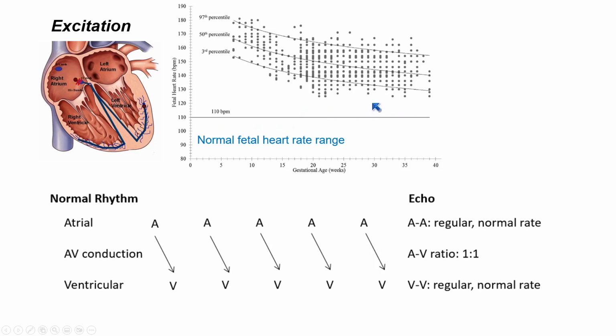Bettina will, I'm sure, talk about long QT tomorrow at length. What you should be seeing, this is the cascade, how this is activated. So the atrial rhythm in the fetus is very regular, within a normal range, and the AV conduction allows the ventricle to be activated also regularly at the normal rate and the normal time interval.